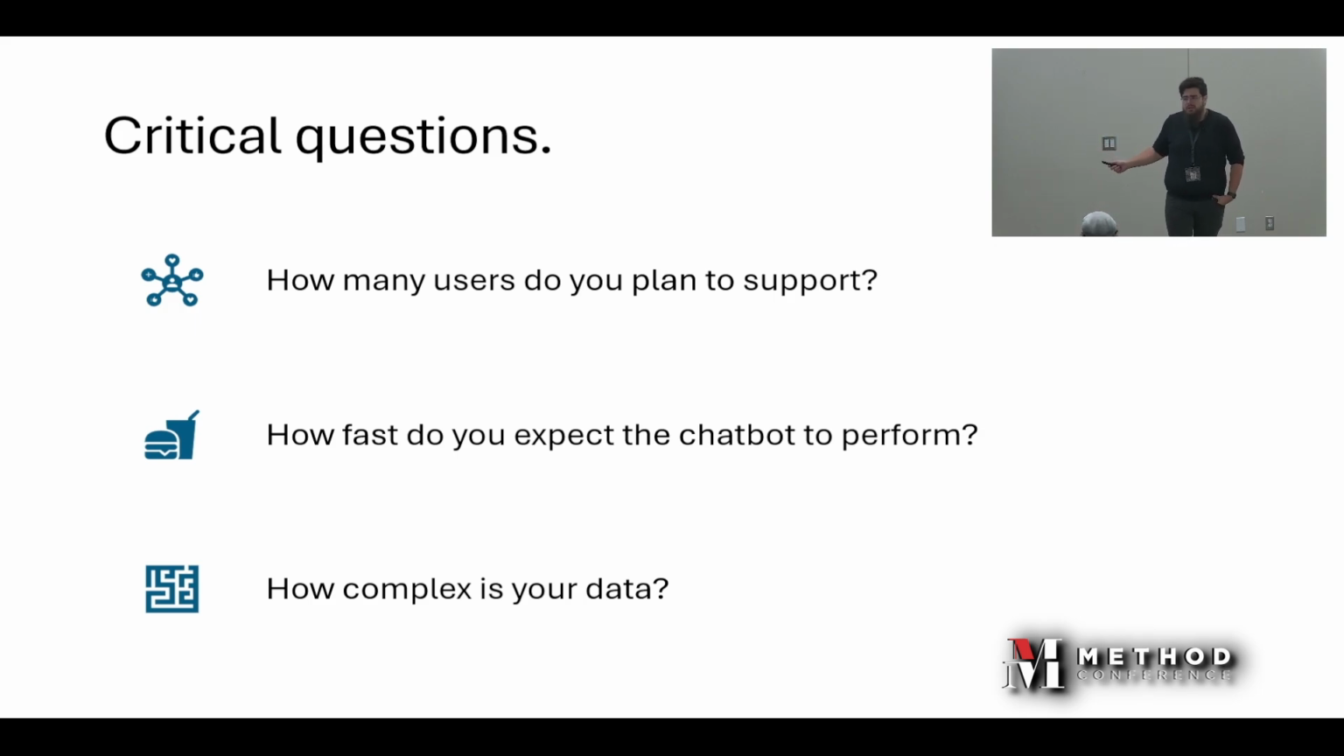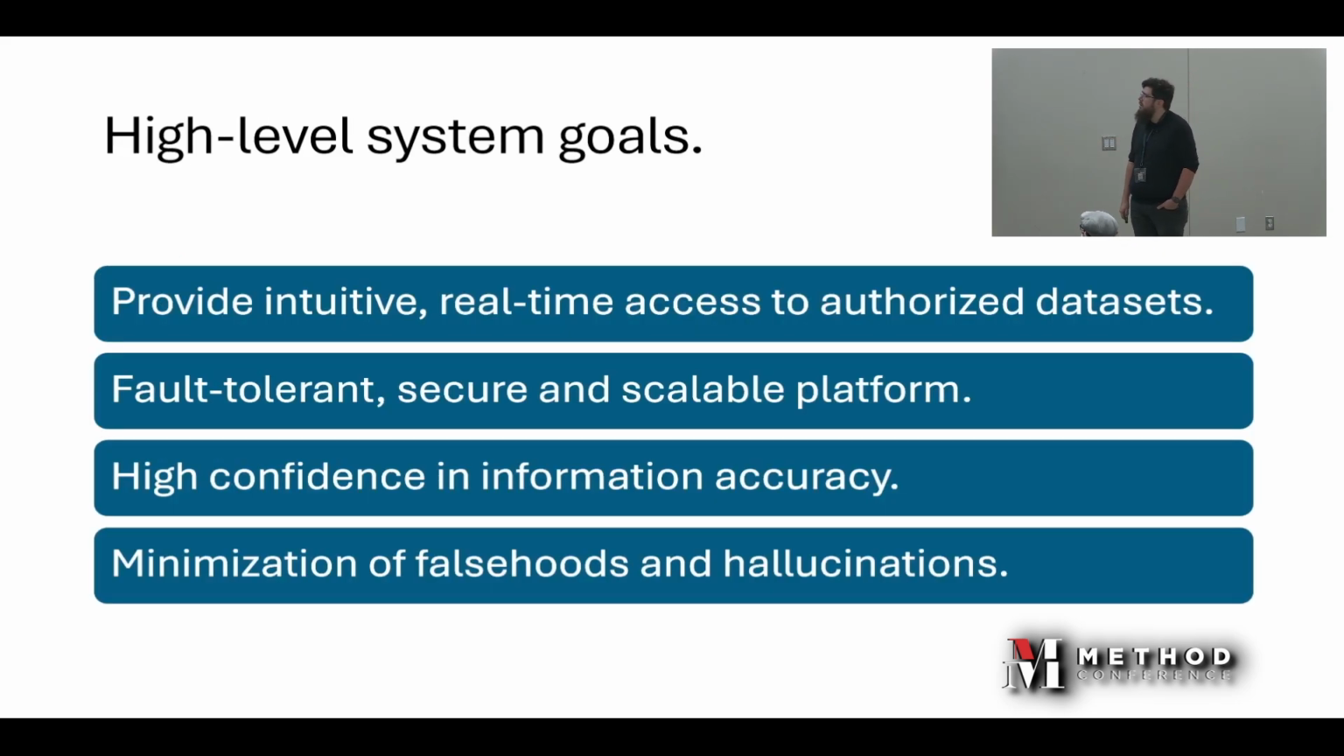That's a big one, because when we started working with all these data sets where I work, we ended up finding that there's a lot of data with codes or shorthand versions of information, and if I just look at that data, I'm not going to know what it means. That's a complexity I need to solve before we get that far. And what are the high-level goals of this chatbot system? We want intuitive, real-time access to data.